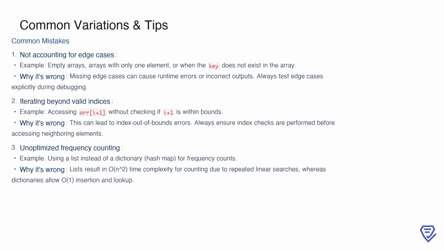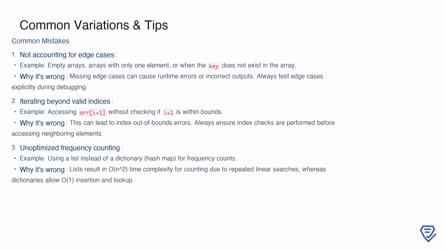Another issue arises when iterating through the array without properly checking index bounds. For example, accessing arr[i+1] without verifying that i+1 is valid can cause index out-of-bounds errors. To prevent this, you should always ensure that indices are within the appropriate range before accessing neighboring elements.